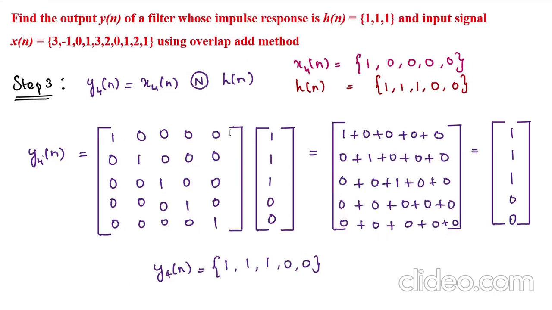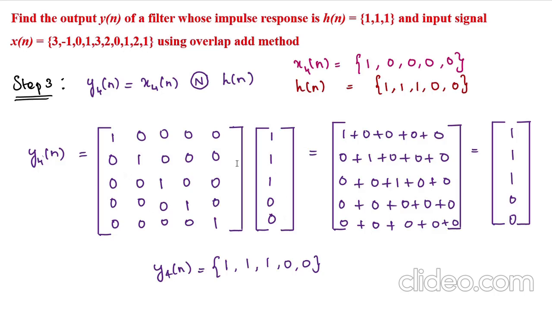Now finally I am going to calculate y4 of n. So here the x4 of n is 1, 0, 0, 0, 0. So I will be putting it in the matrix in such a way that 1, 0, 0, 0, 0, 1, 0, 0, 0, 0, 1, 0, 0, 0, 0, 1, 0, 0, 0, 0, 1, 0, 0, 0, 0. So this is how you have to put it in the matrix, and followed by that you will be multiplying the h of n 1, 1, 1, 0, 0.